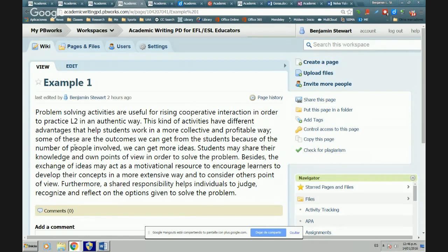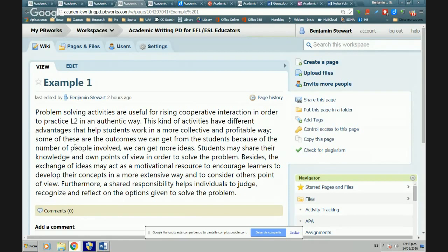All right, so how do we fix it? Some of these are outcomes we get from the students because of the number of ideas. Some of these are outcomes we can get from the students because of the outcomes we get. And I don't know if they want to say "as a result we get more ideas" or... But yeah, it's not really clear. Because it almost sounds like we can. Some of these are the outcomes that we get.